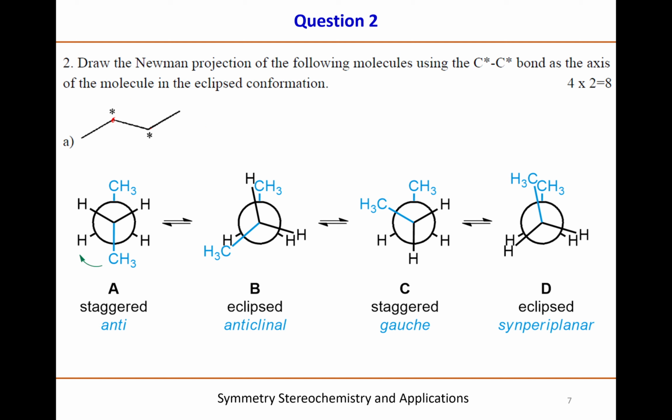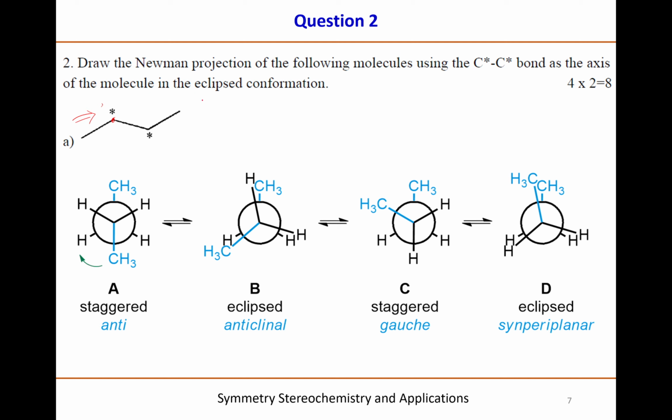Whenever you have to convert into a Newman projection, in an eclipsed form or whatever staggered form, you have to look at the molecule from one side. Either you can look from this side or you can look from this side. Suppose here I am considering looking this way, only this side. Both sides are the same, so we cannot distinguish between them. That's why I am considering only one side here.